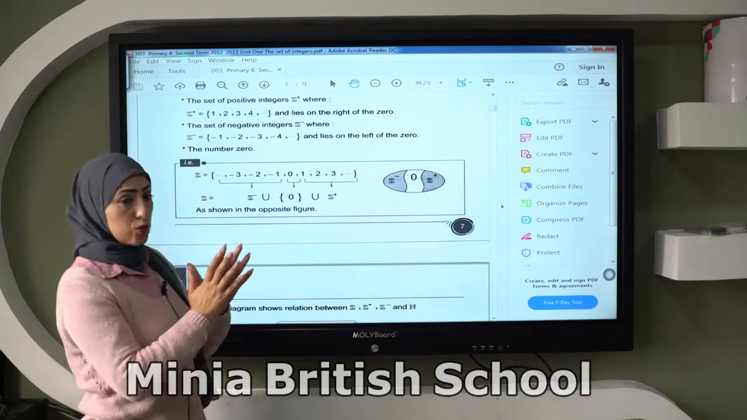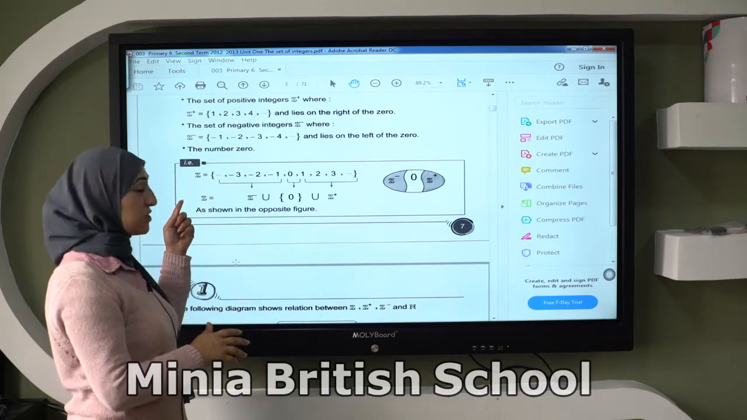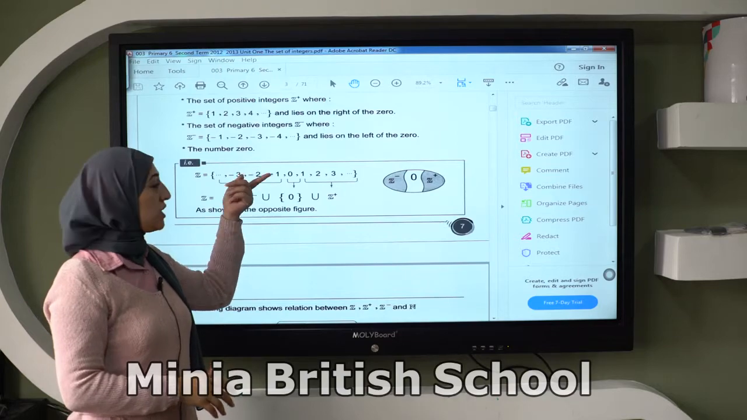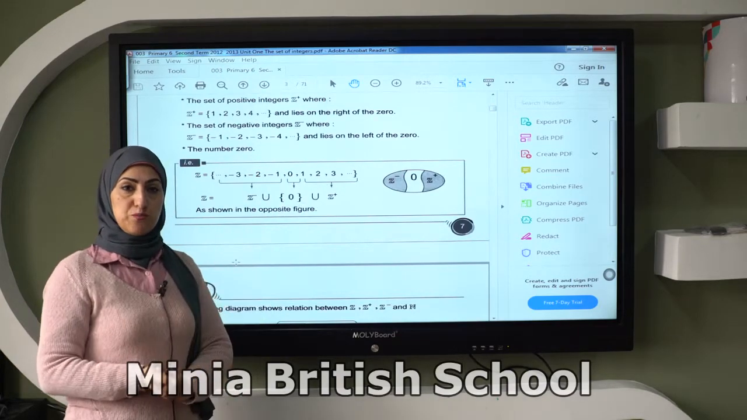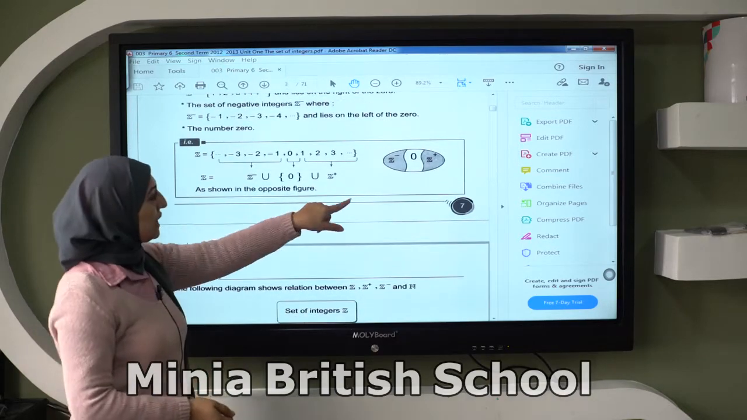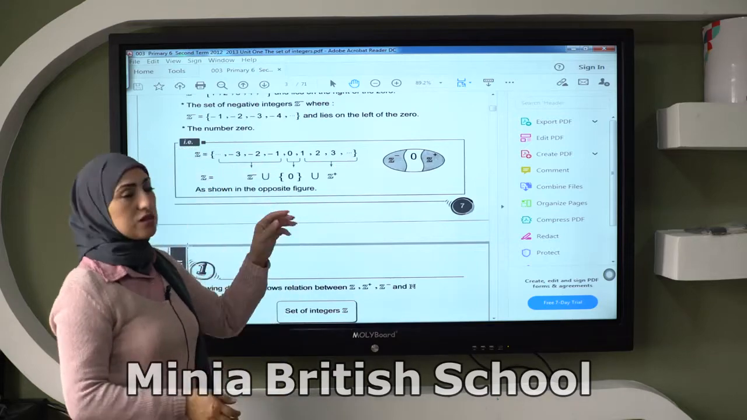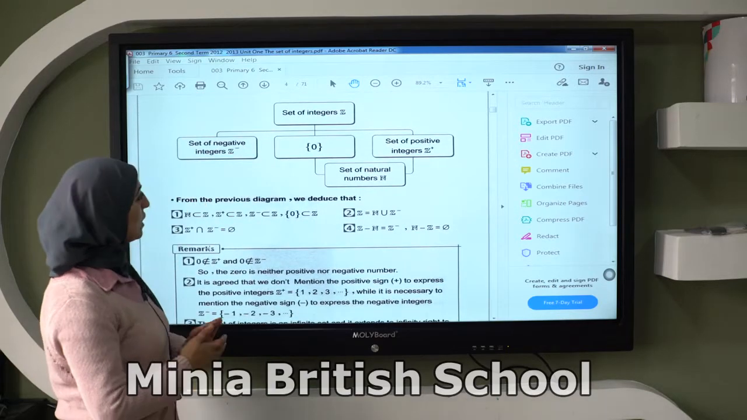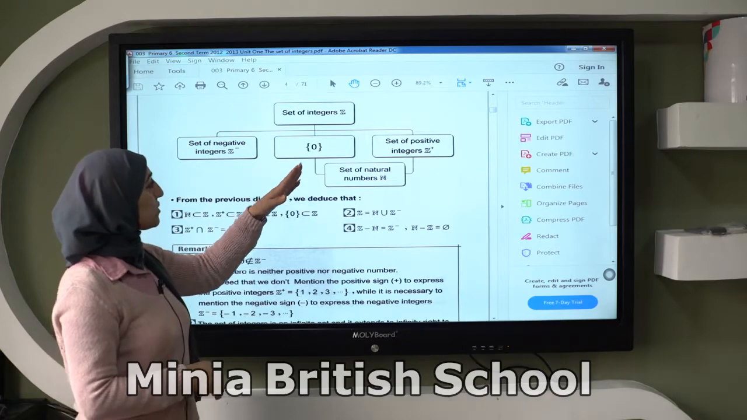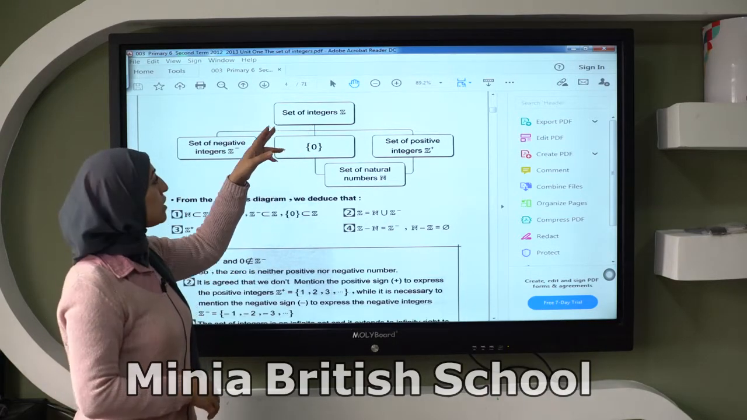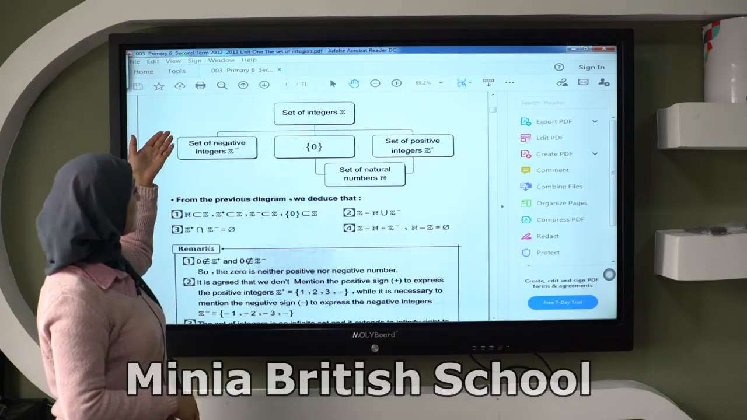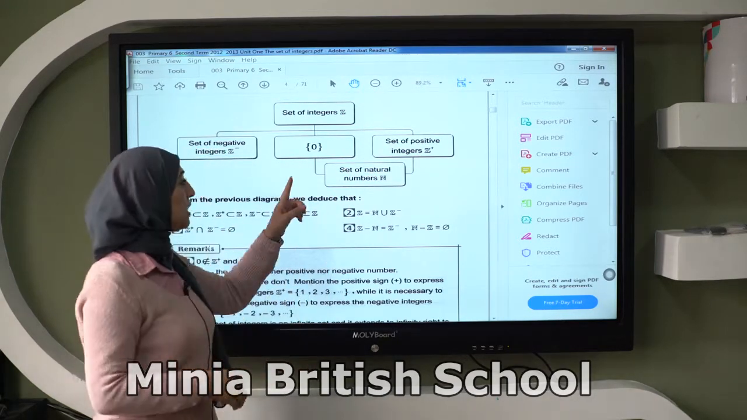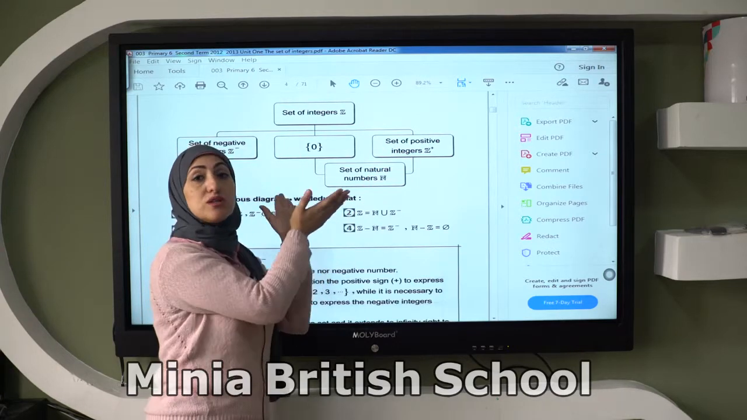The integers, denoted by capital Z, equal the set of negative integers union the set of 0 union the set of positive integers, okay? And here is a diagram representing these integers. So the set of integers, as we said, is the set of negative integers, 0, and the set of positive integers, and as we had last year, 0 and the positive integers are called the natural numbers.